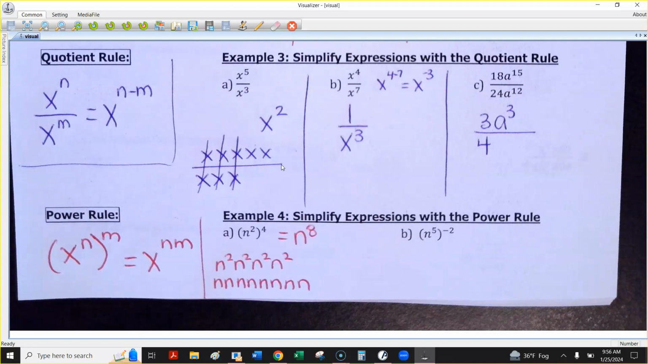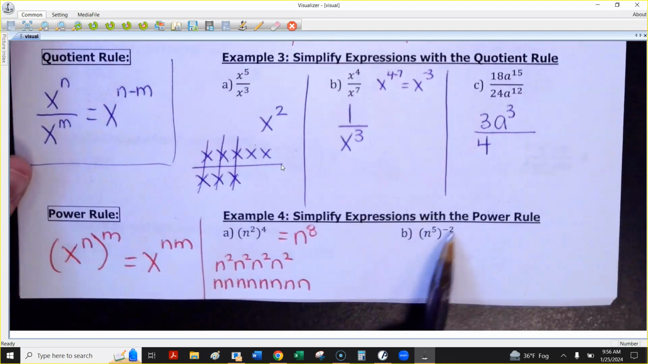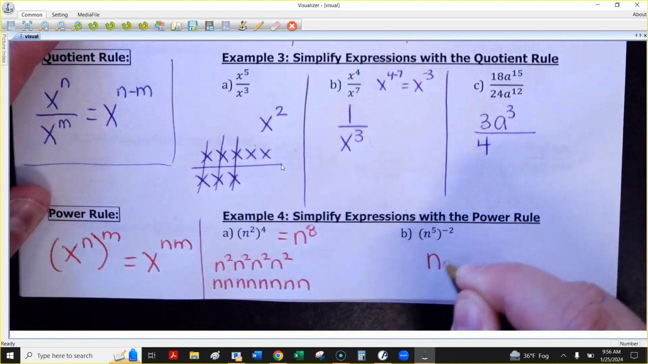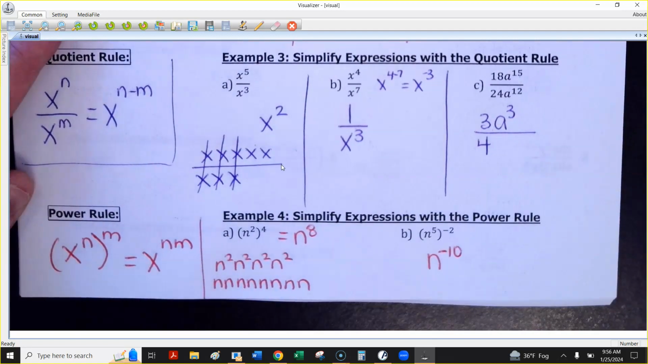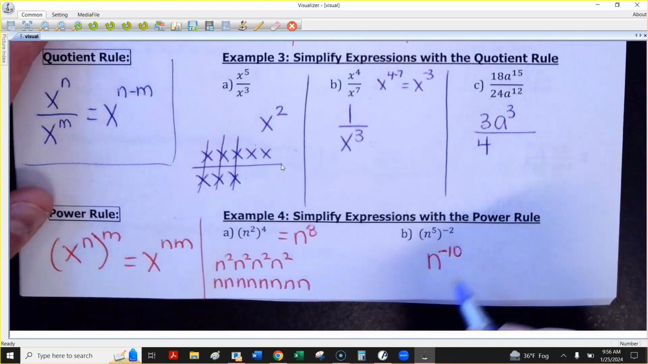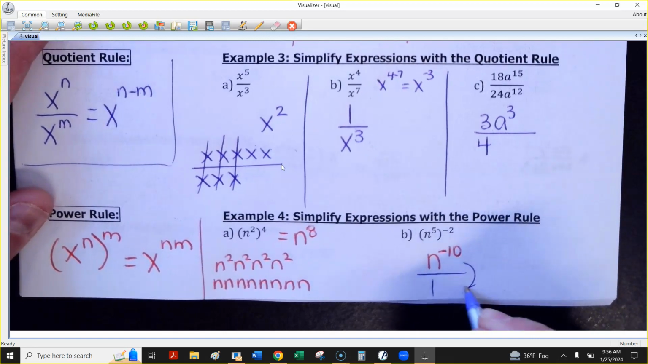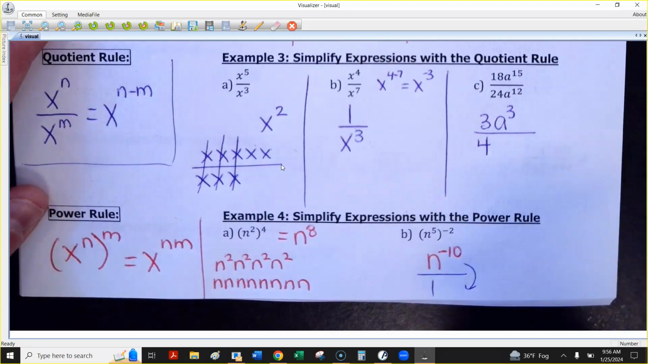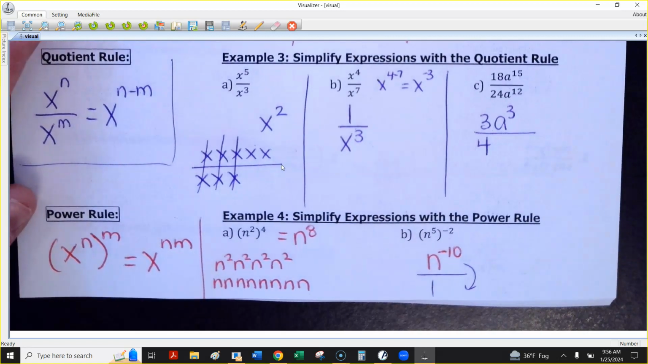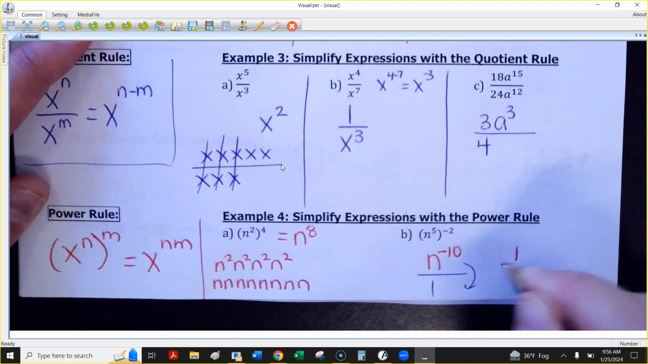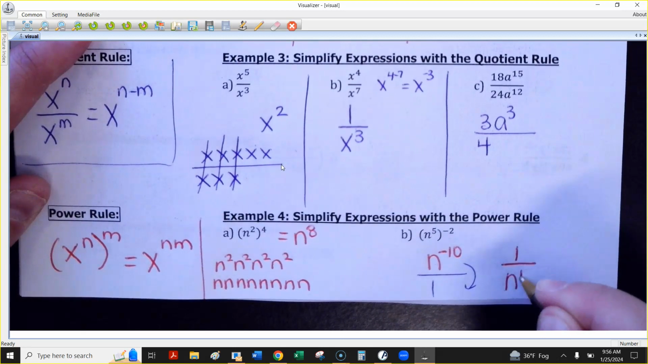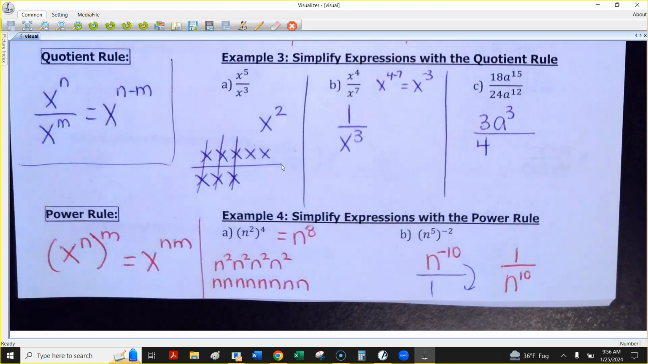Now, if you got a negative, it works the same way. 5 times negative 2, this would be n to the negative 10th. The only thing we'd have to do just real quick, they're not considered simplified if you got that negative exponent. So I'm just going to create a fraction if I don't already have one, and then I can move it and lose it. So this would be 1 over n to the positive 10th power. Is anybody having a question?